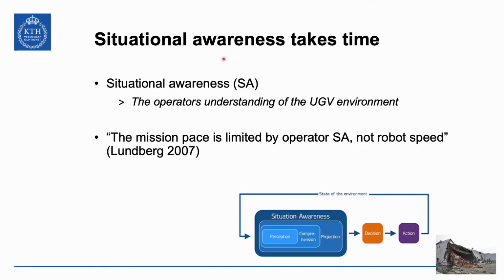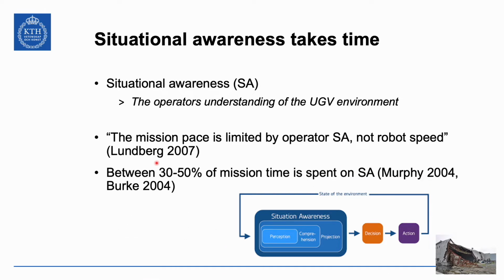So situational awareness takes time, I said. Well, there's a number of results in the research literature that support this statement. For instance, the mission pace is limited by the operator's situational awareness, not robot speed, as was noted in this PhD thesis. The entire reference is going to appear towards the end of the video if you want to check the details there as well. And in two different research papers, it was estimated that between 30 and 50% of mission time is spent on situational awareness. So if we want to save time and situational awareness takes time, the question is, can we improve the situational awareness of the operator?